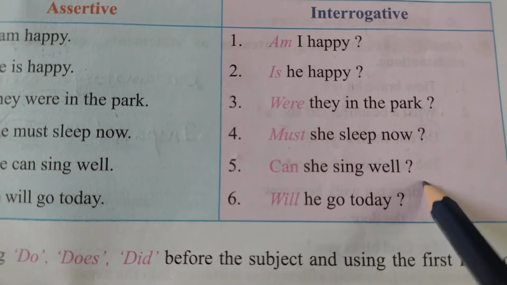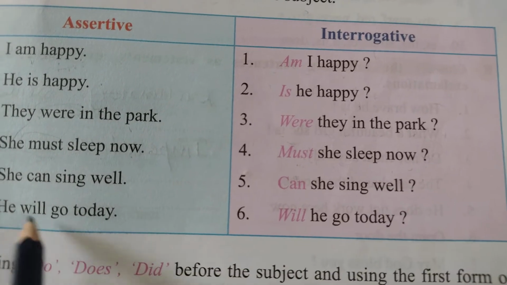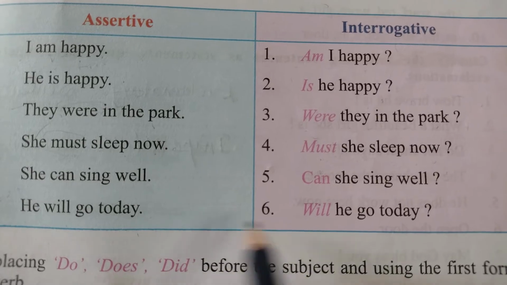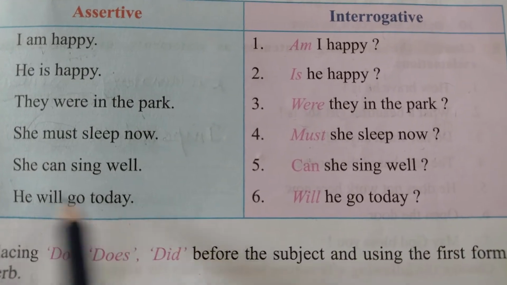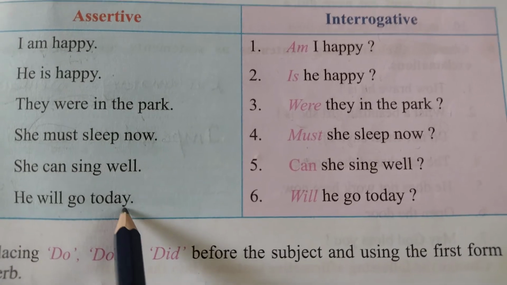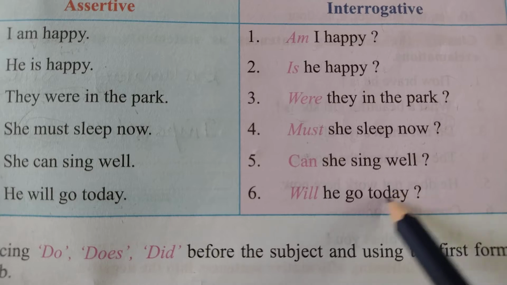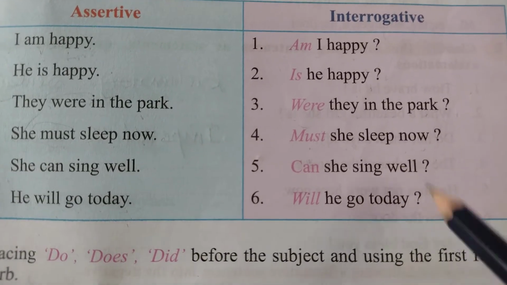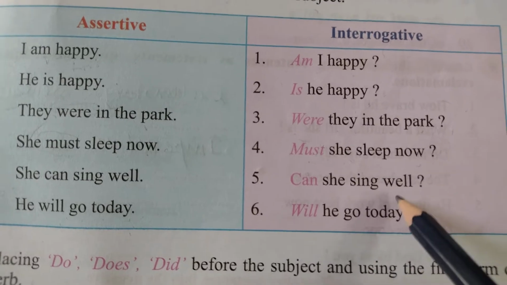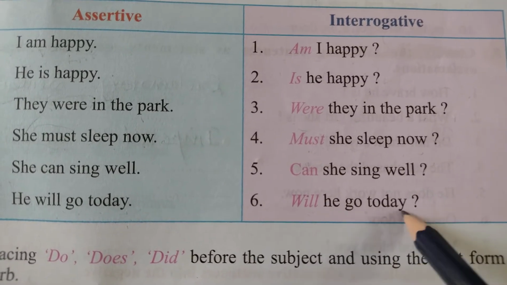She can sing well. Can she sing well? Yes, so this takes a question mark. He will go today. Will he go today? The original sentence means he is going today, which is the complete meaning. Here it makes a question, whether he is going today or not. In that meaning, this question is framed: will he go today?